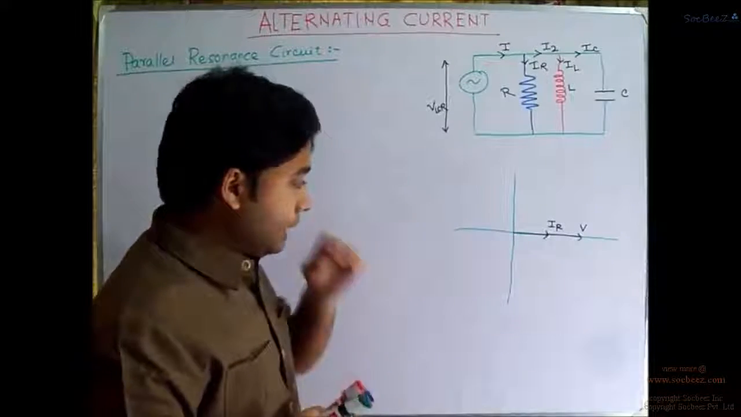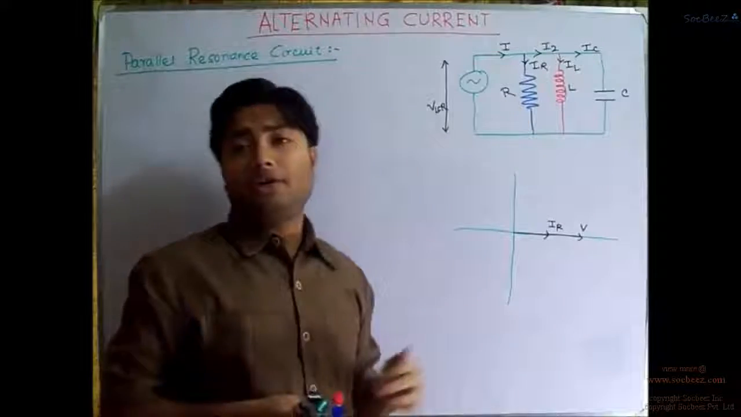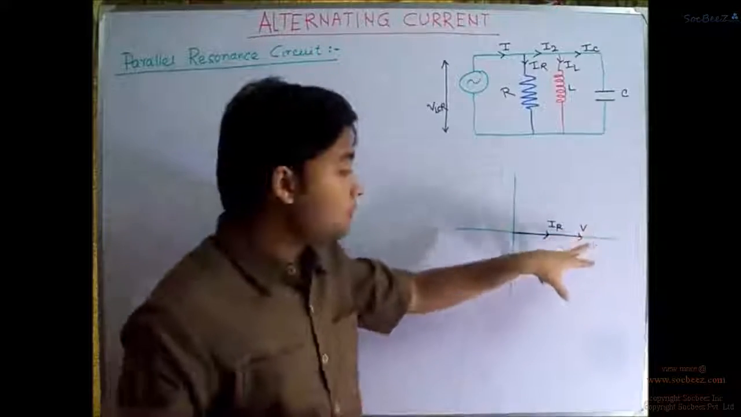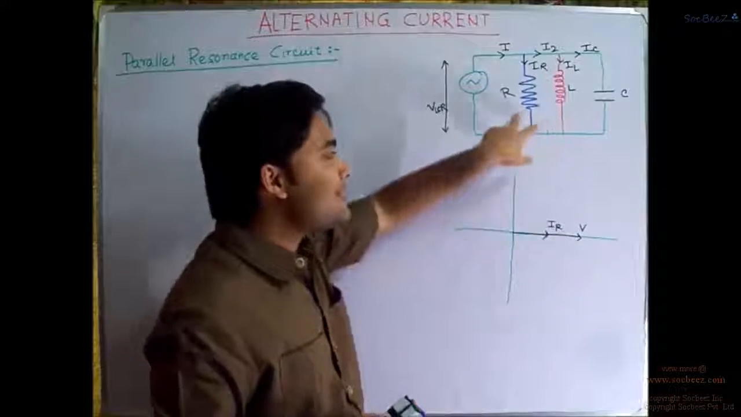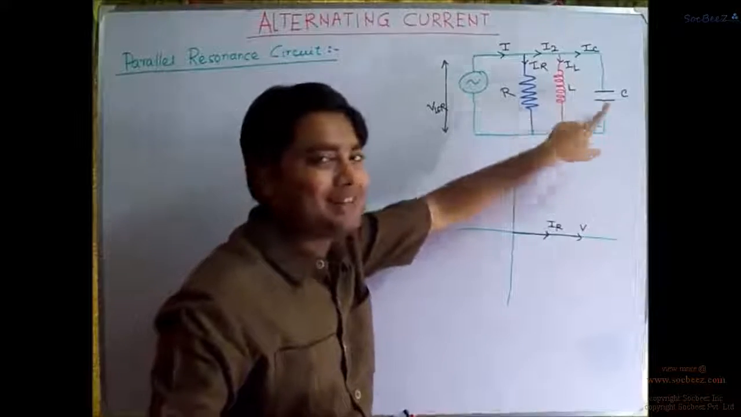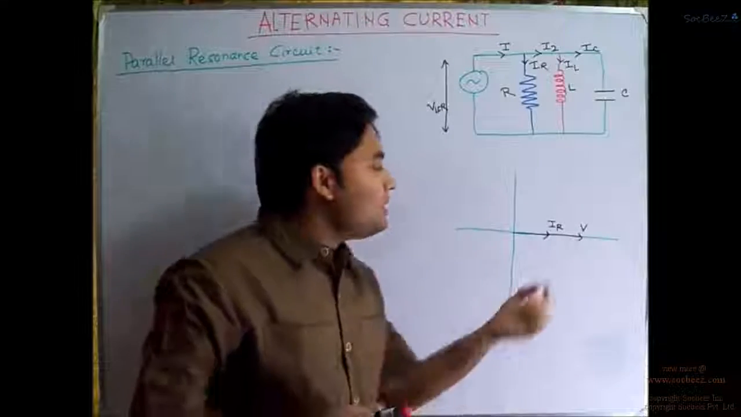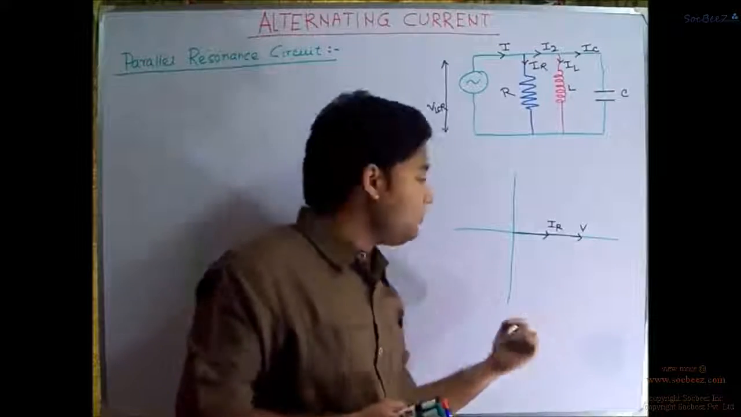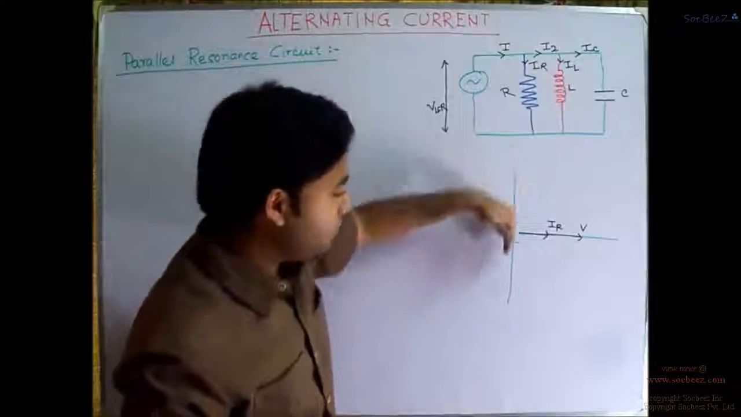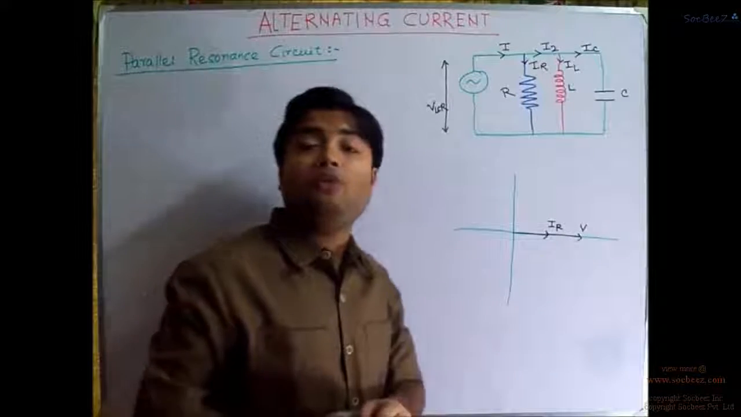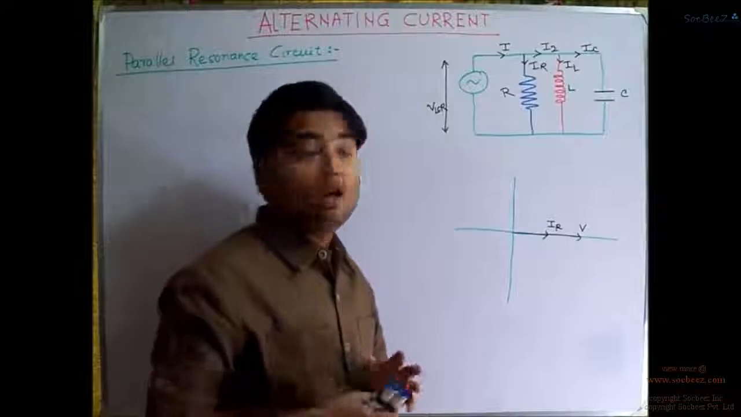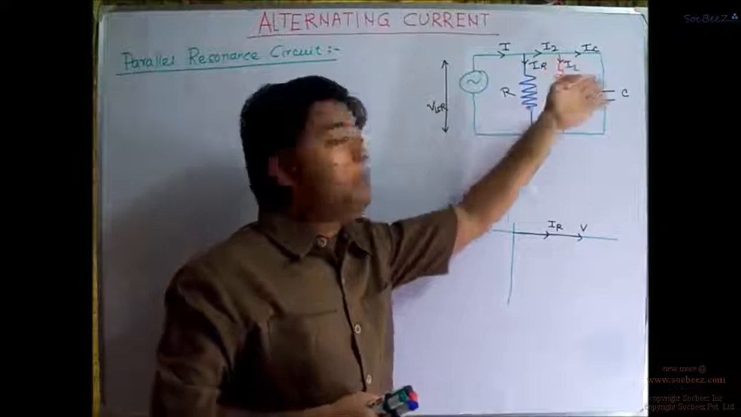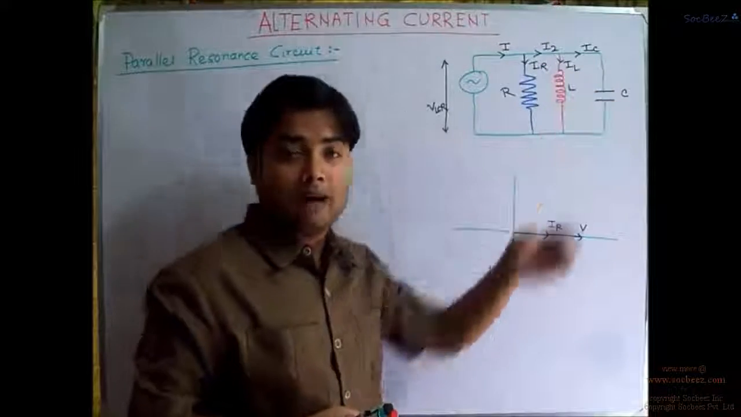Now as we know, the current in the case of an inductor lags behind the voltage, because this voltage will be the same for this resistor, this inductor as well as this capacitor, right? So if this is the voltage and the current lags behind, then IL will be on this side, and we know that for a capacitor, the current IC will be leading by an angle of pi by 2.